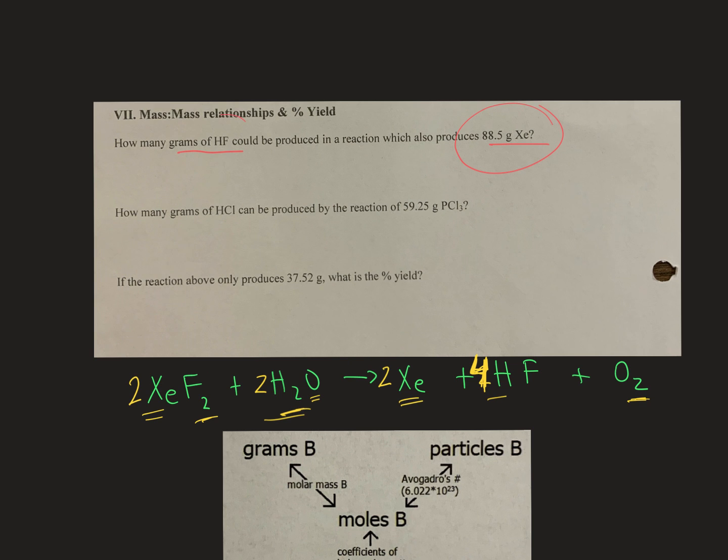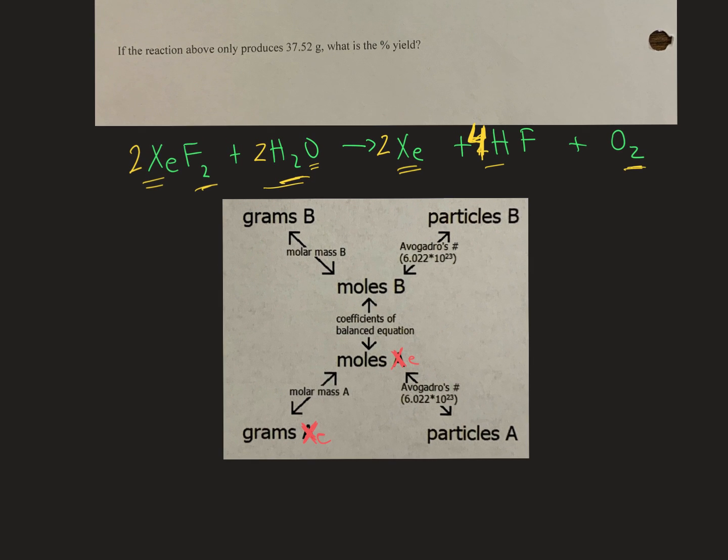And then what am I looking for? Grams of HF. So instead of grams B, I'm going to change B to be HF. Y'all with me? And you don't have to do this literally, but just kind of imagine what you're doing. If you want to write it down, do it. Okay? And so this is our plan of action. I'm starting with grams of Xe because I know how many grams of Xe I have. And so where can I go from there?